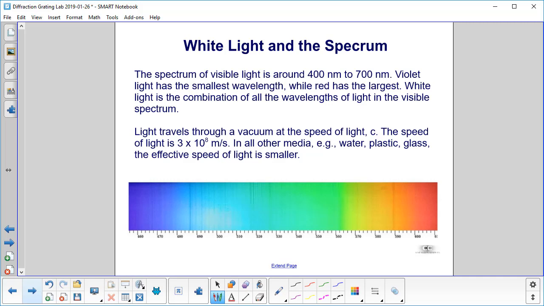The spectrum of visible light is around 400 to 700 nanometers, where a nanometer is 10 to the minus ninth meters. Violet light has the smallest wavelength, while red has the largest. White light is the combination of all the wavelengths of light in the visible spectrum. Light travels through a vacuum at the speed of light, c. The speed of light is 3 times 10 to the 8th meters per second. In all other media, such as water, plastic, glass, etc., the effective speed of light is smaller.